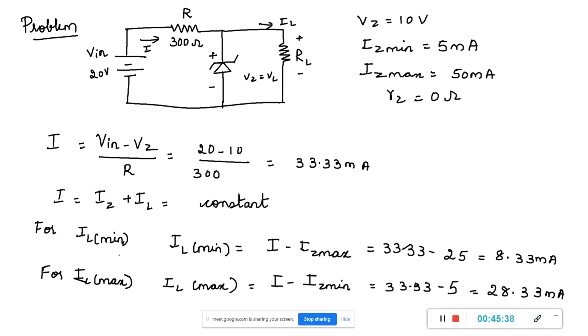So the equations given here: IL minimum is equal to I minus IZ max. Total I we have found out by Vin minus Vz divided by R. Vin is given as 20, Vz is given as 10, divided by 300 ohms, that is R is given as 300. If we divide this, we get 33.33 milliamps. It's the total current. So I is equal to Iz plus IL, that is a constant. So for IL minimum, we have I minus Iz max. Iz max is given, right?